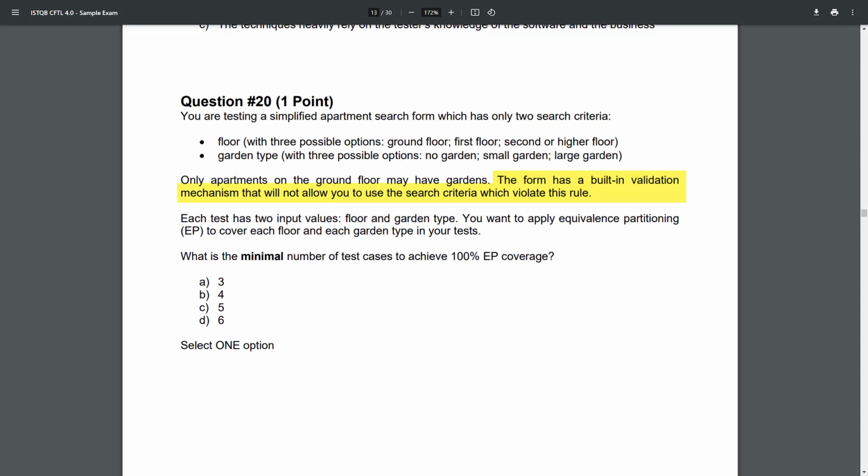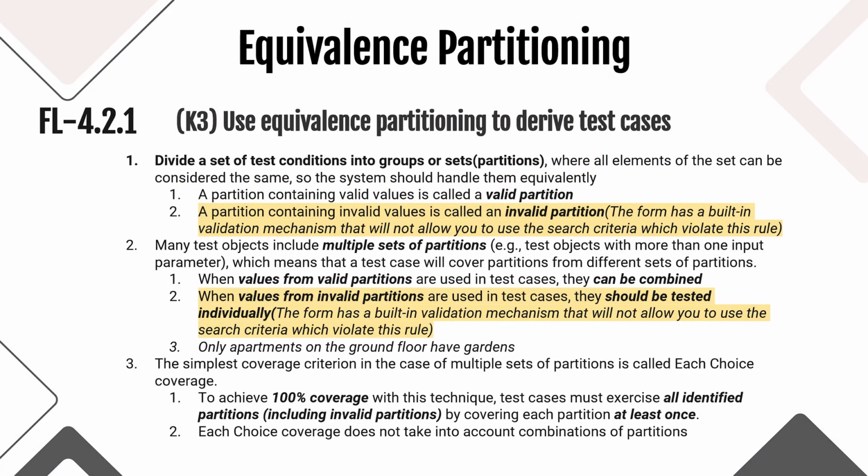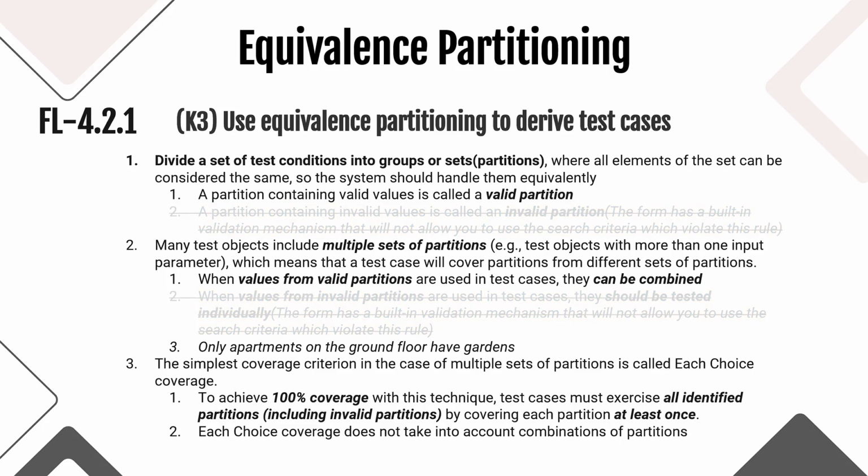And we can find one more restriction. The form has a built-in validation mechanism that will not allow you to use the search criteria that violate this rule. This is a fancy way of saying that we should not consider invalid equivalence partitions. As you know, when we have to use the equivalence partitioning test technique, we have to divide a set of test conditions into partitions, and remember that invalid partitions should be tested individually. However, since we have the limitation that the form has a validation mechanism, then we can cross out these 2 steps. This will greatly simplify the process of finding the correct answer.